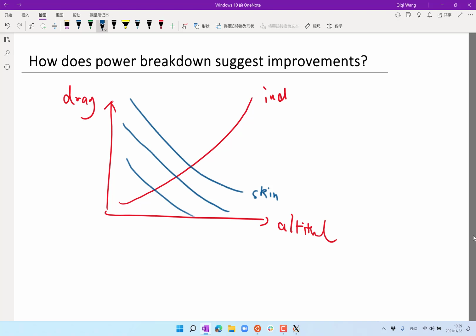Okay, so why don't we just use an infinitesimally small chord length? Yes? If you keep the chord length smaller, you need to go faster to get the same amount of lift. It has to go faster to get the same amount of lift.